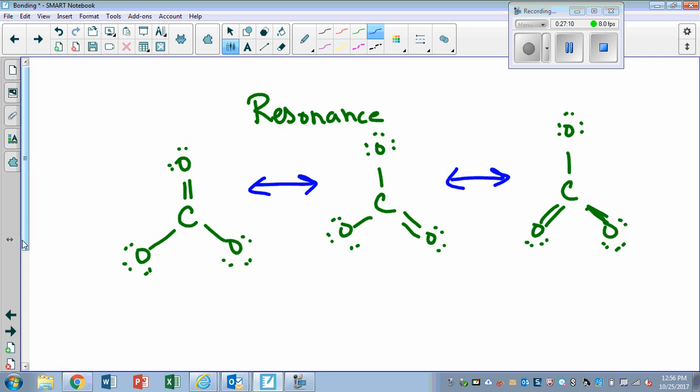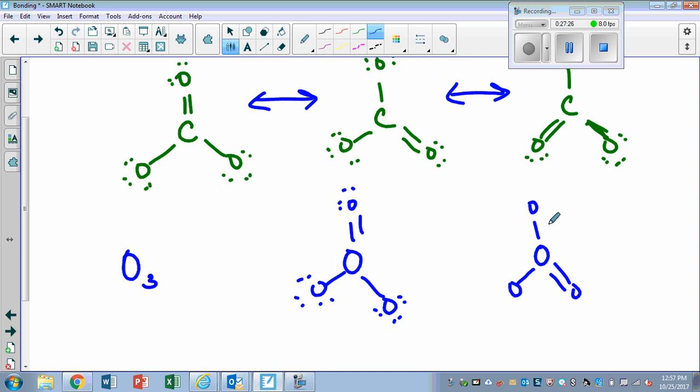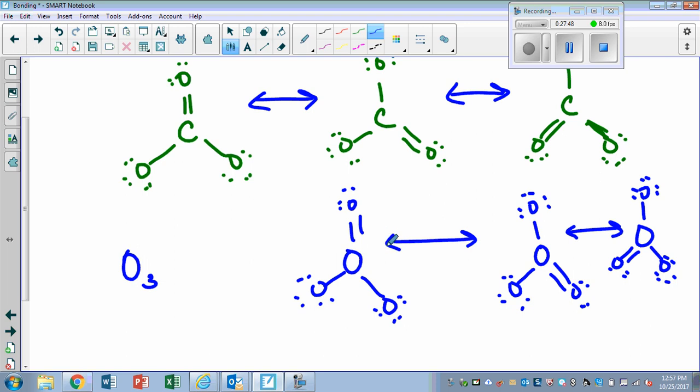We can take another example of ozone, O3. So this is how ozone looks like. You have this same thing, and it can be the same way. I can rotate that double bond. So I am continuously rotating that double bond. These are called resonance structures, where the double bond is rotating.